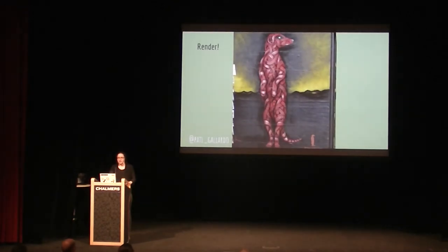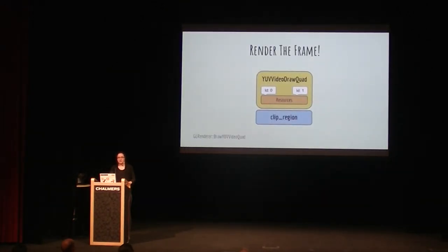And this is the last one. Basically, that's what it does. So you have this YUV video draw quad, it has these resources attached, it has a clip region, and here is where the GL program is. So it picks off all sorts of attributes to put in your GL program, which you can see in the class called GL renderer, in the function called draw YUV video quad. And basically it uses all sorts of information and the references to the texture IDs, and it draws.